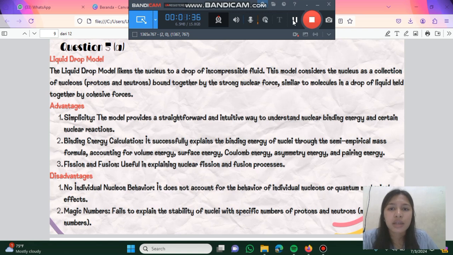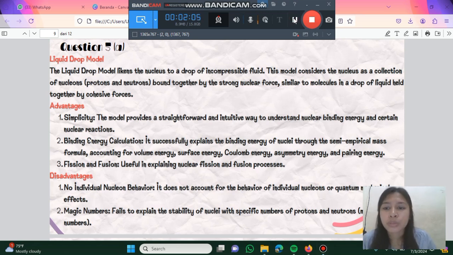So the last is number 5. Number 5 question, part A: there are two kinds of well-known nucleus models, the liquid drop model and the shell model. Explain both and find the advantages and disadvantages of each model. So we can see the liquid drop model.